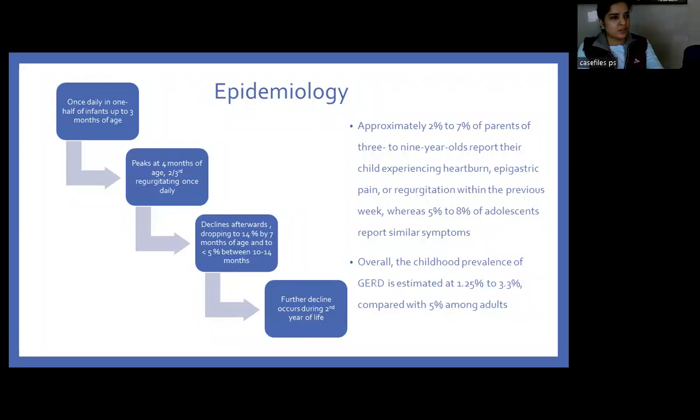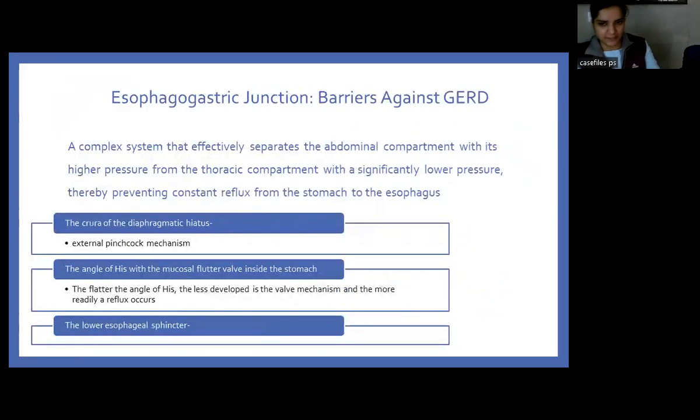Approximately 2 to 7% of patients aged 3 to 8 years have GERD, and in adolescent patients, the incidence is 5 to 8%. Total childhood prevalence of GERD is 1.2 to 3.3%, which is less compared to adult patients, in which it occurs in up to 5% of the cases.